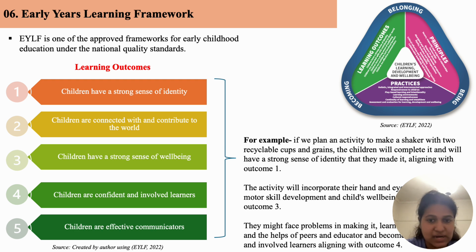I will explain this through an example. Let's say I'm planning an activity to make a shaker with 2 disposable cups and grains. The child will make it and say, oh, I made it. That is aligning with outcome 1, where the child has a strong sense of identity. Then the child will incorporate hand and eye coordination and motor skill development, and the child's well-being will be developed through this activity, aligning with outcome 3. And then they might face problems in making, but they will learn through peers and educators and have more involved learning, aligning with outcome 4.